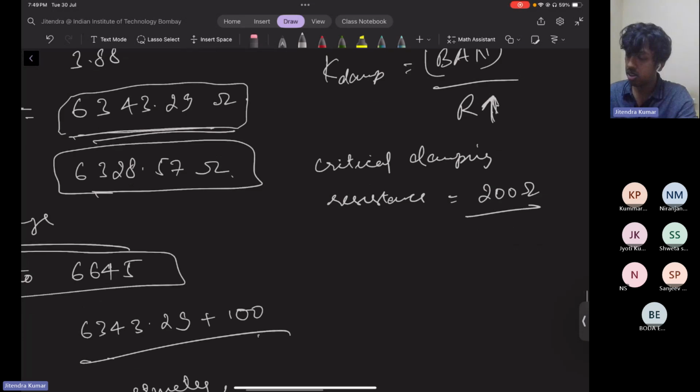And for total resistance, we will have to compare the total resistance with our critical damping resistance, whatever the total resistance, and then you can get to know the idea behind the nature of damping of the instrument.